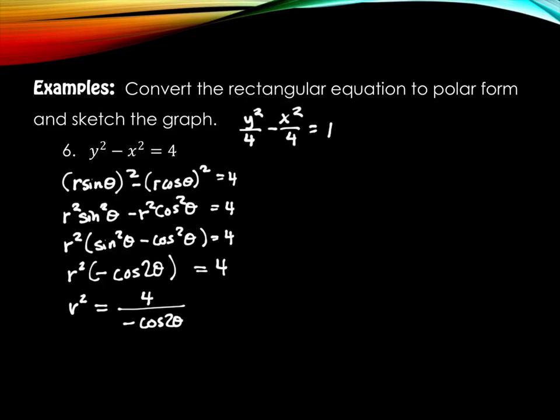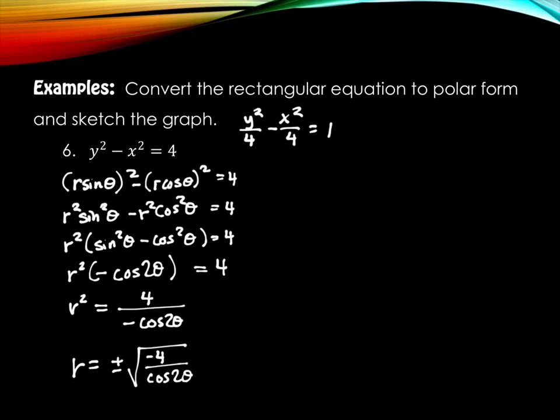And then if you take a look at what r equals, r equals positive or negative the square root of 4, and we'll put the negative on top, so negative 4 over cosine of 2 theta. All right, so if you were to graph this and work a little bit with your calculator, this doesn't work in all values.